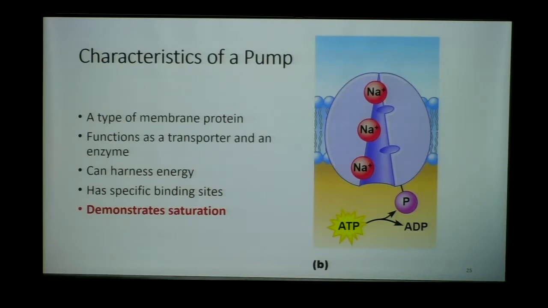What we see here is that pumps can also exhibit saturation simply because they have these binding sites. So we have 3 binding sites for sodium on the left, and so automatically once we've bound 3 sodiums, we're maxed out. Okay, we're maxed out. So this can be saturated, and so that's that leveling off that we can also see with active transport.